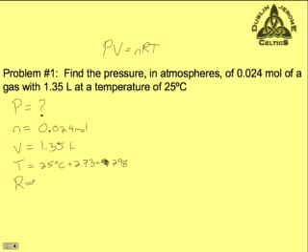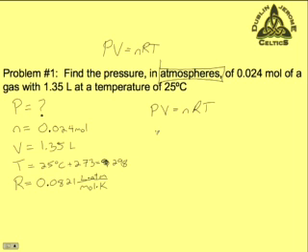Yes, it's on the back of the periodic table. There are two you can choose, but the question asks for atmospheres, so we choose the R value that has atmospheres in it: 0.0821 liter atmospheres per mole Kelvin. Those are the units. Kind of confusing, but it brings them all together. Now just put it right into the gas law: PV equals NRT. We don't know the pressure.